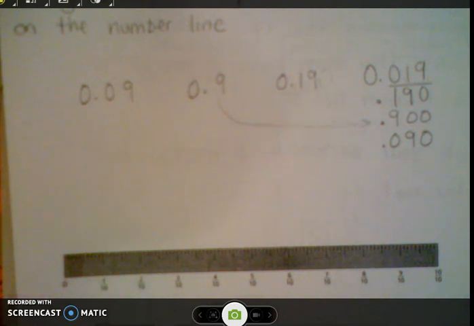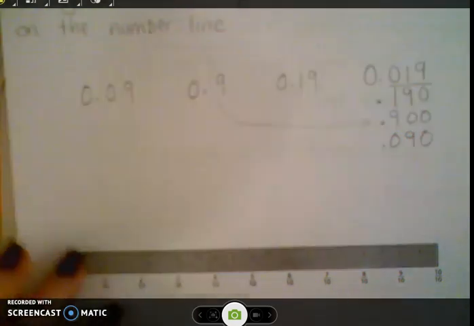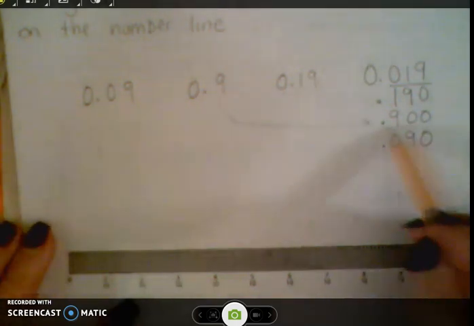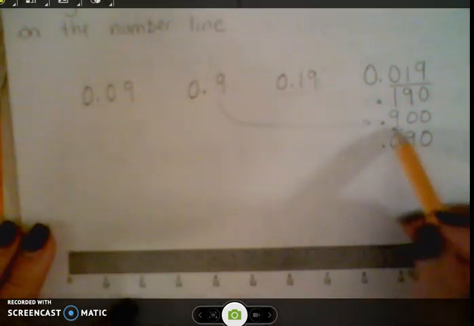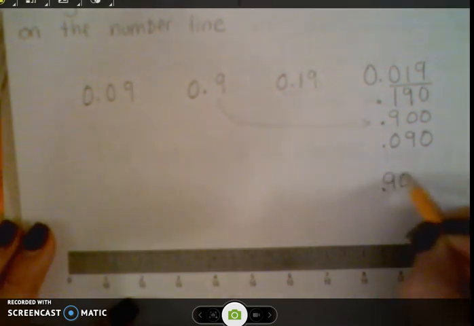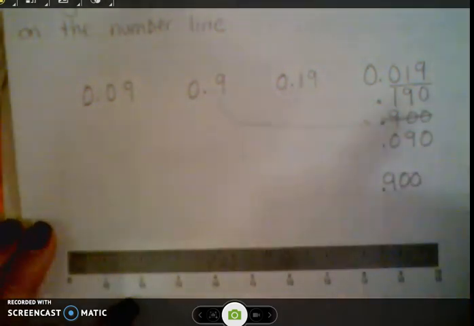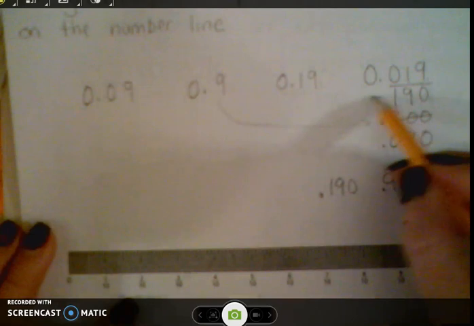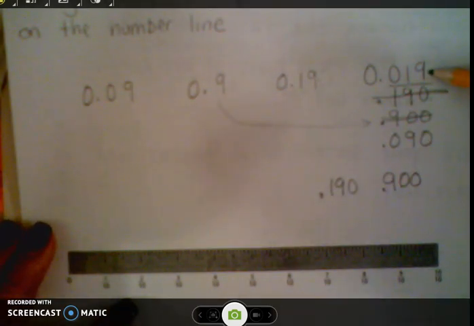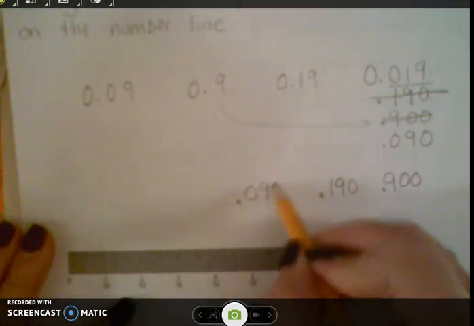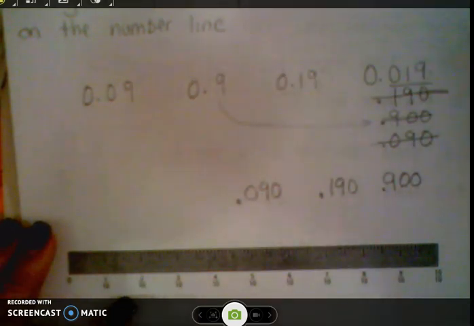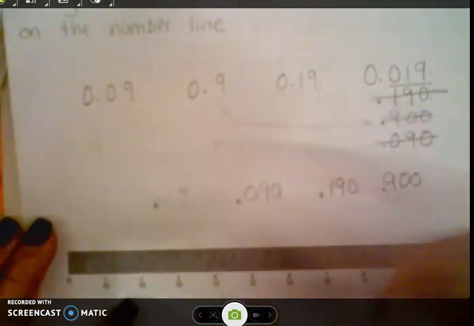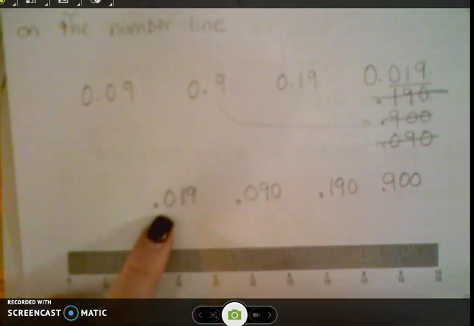So from least to greatest, I'm going to go for the greatest one first. 900 thousandths is going to be my biggest one. And then my next number is going to be 190 thousandths. This is between 90 thousandths and 19 thousandths. So 90 thousandths is my next one. And last but not least, 19 thousandths is going to be my last, or smallest. All right, so now I have them in order from least to greatest.